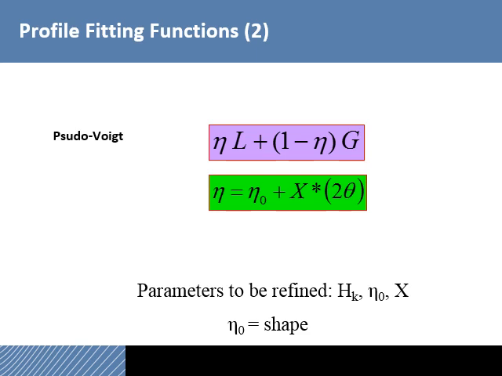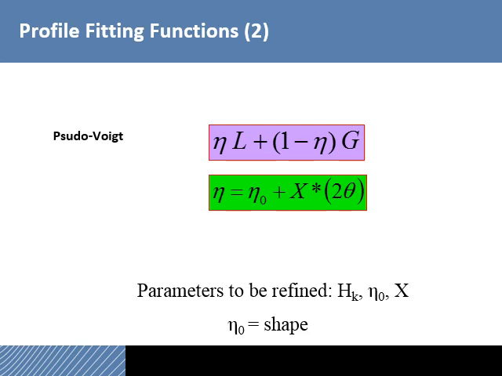As I said, all peaks are actually some combination of Gaussian and Lorentzian. There are actually two sort of common profile fitting functions that Rietveld refinements use. One is referred to as a pseudo-Voigt function. The other one is referred to as a Pearson 7 function. Both functions operate pretty similarly, and both are basically some combination of Lorentzian and Gaussian.